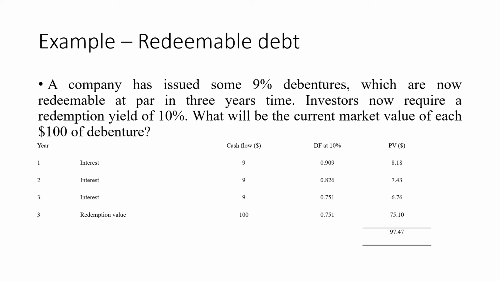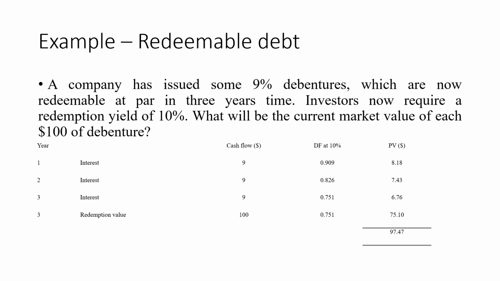When we look at this debt instrument, there are two kinds of cash flows we are getting from it. One is in each year in the form of interest, and that would be $9 in each period. And at the end of the third period, we will get $100, that is the face value of that debt. So we have to find out the present value of each cash flow.